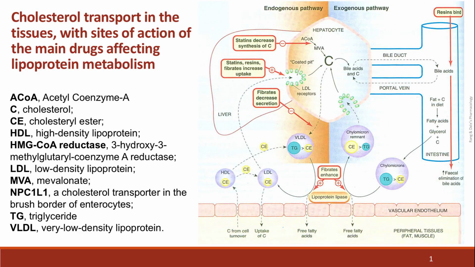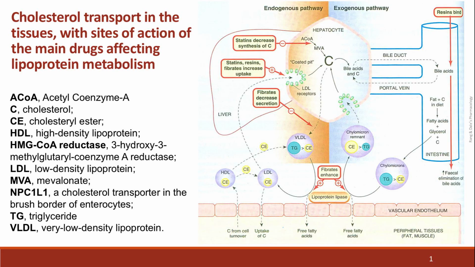Now, look at the exogenous pathway, the handling of dietary fats. Dietary cholesterol and triglycerides combine in the intestine to form chylomicrons, which transport triglycerides, TG, and cholesterol esters, CE, through the portal vein to the liver. Within the circulation, lipoprotein lipase acts on these chylomicrons, releasing free fatty acids for use by muscle and adipose tissue. The remnants of chylomicrons, now rich in cholesterol, return to the liver for recycling.